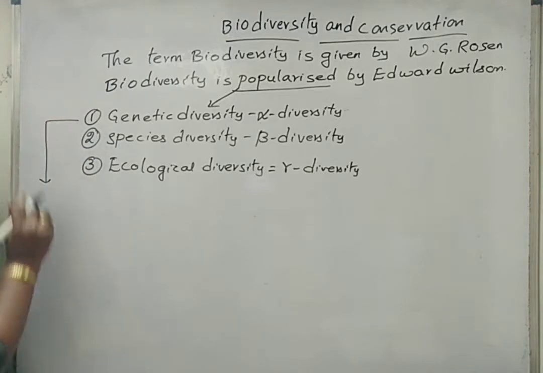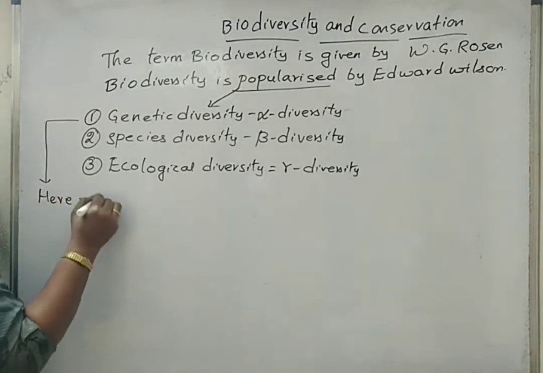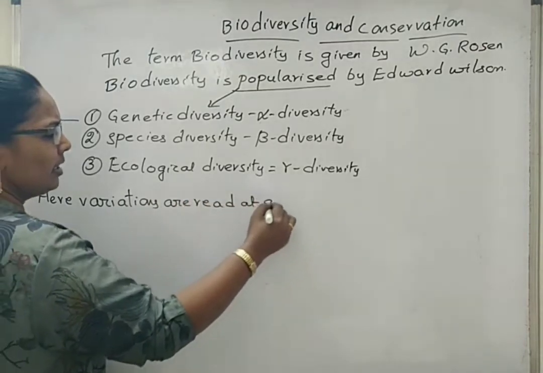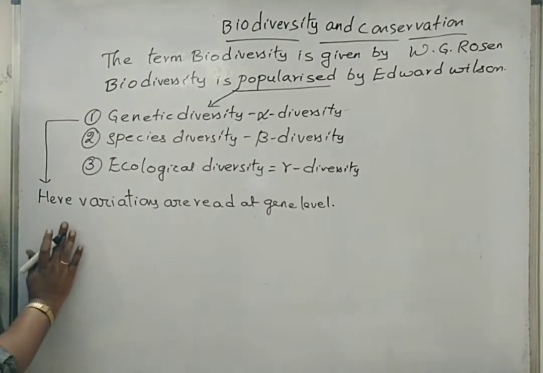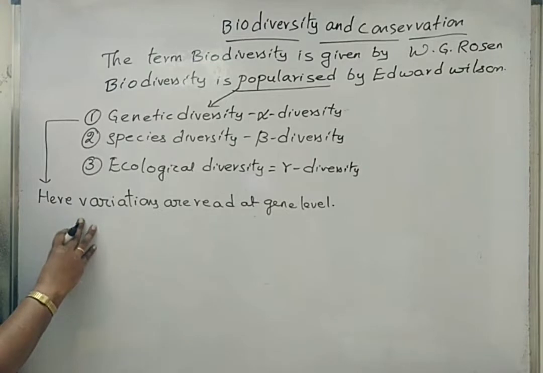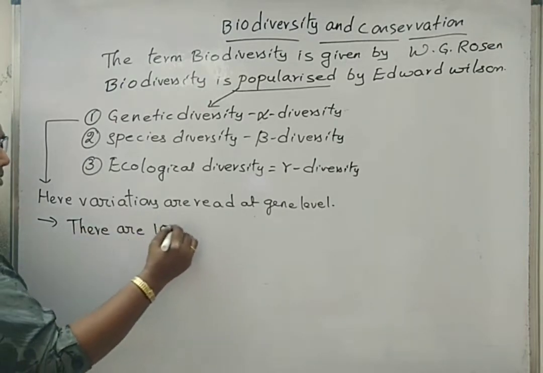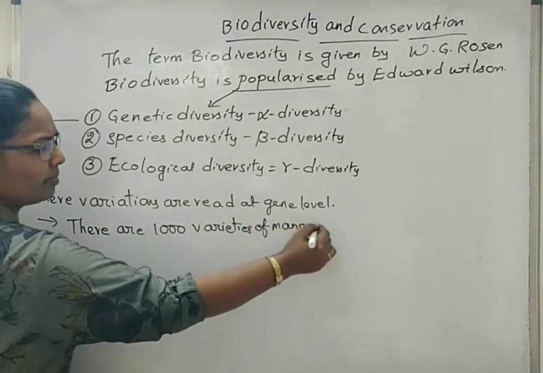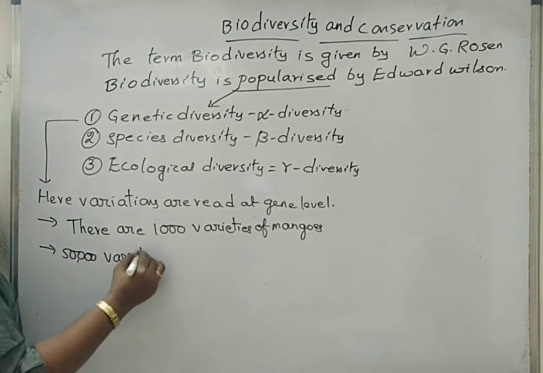First one, genetic diversity. Here we see the variations at gene level. According to NCERT, they have given different varieties of some fruits, some grains, etc. We will see those. It was said that there are 1,000 varieties of mangoes. Next, 50,000 varieties of rice.